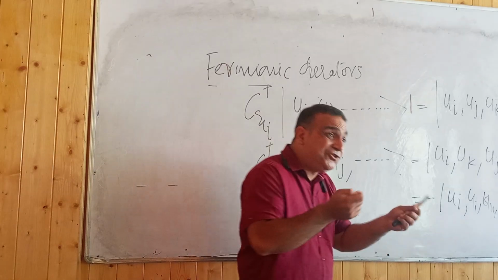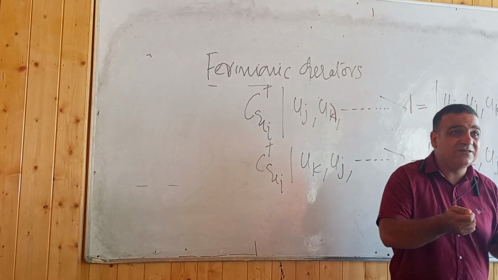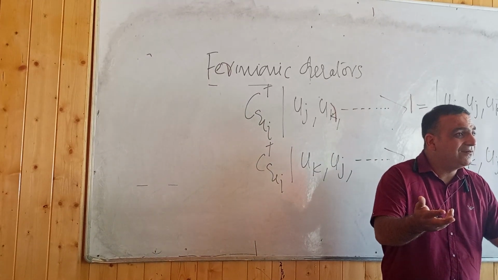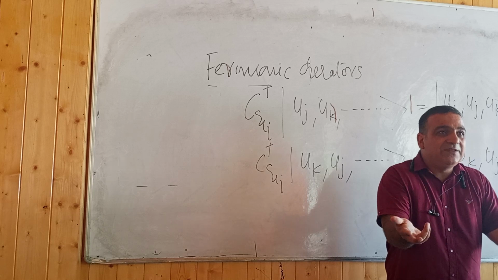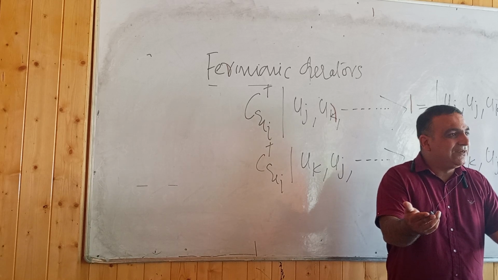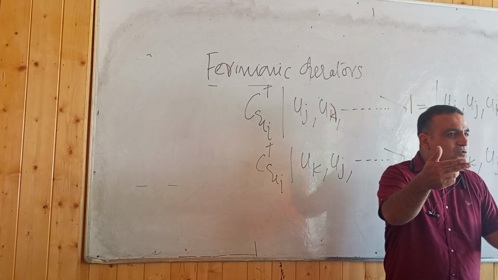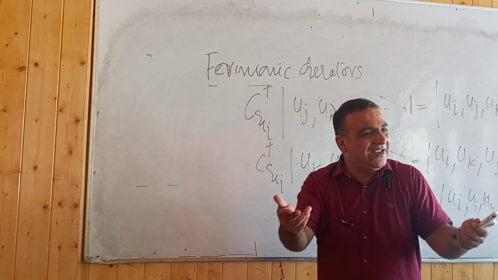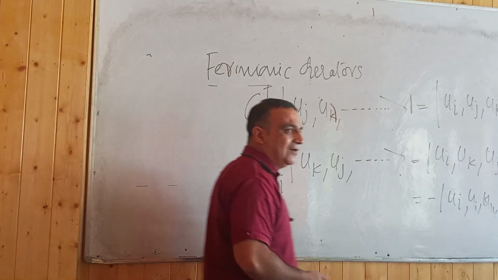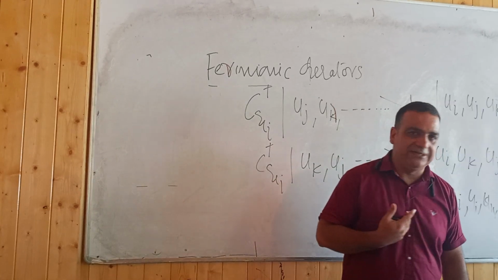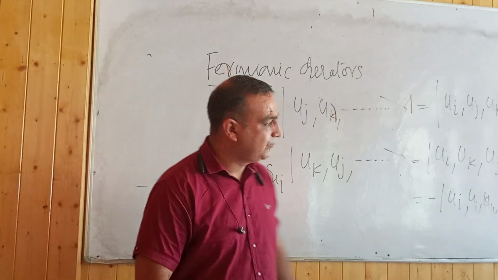And it's equally true: if you make two exchanges in your quantum state, what will be the result? The result will be the same thing, because for the first exchange you will get a negative, for another exchange you will get another negative, and that will take you back to your original quantum state. Is this clear? Okay.